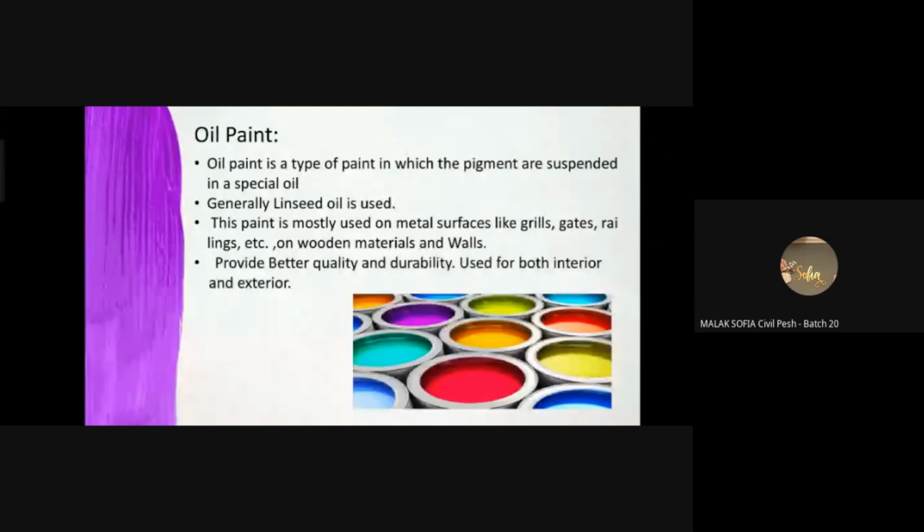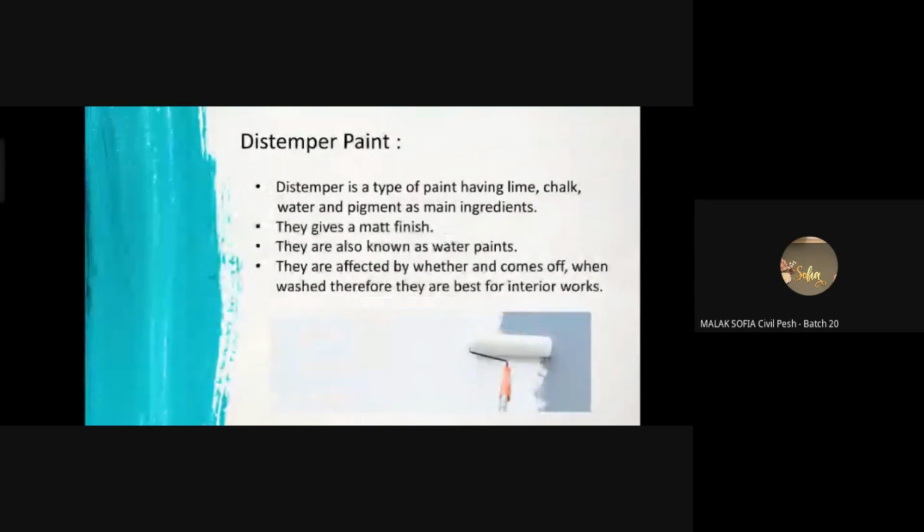They are very durable. They can be used for both interior and exterior uses, and they last for a very long time. Oil paint can be applied on different surfaces like metal, wooden surfaces, or walls. Next, we have the distemper paint.